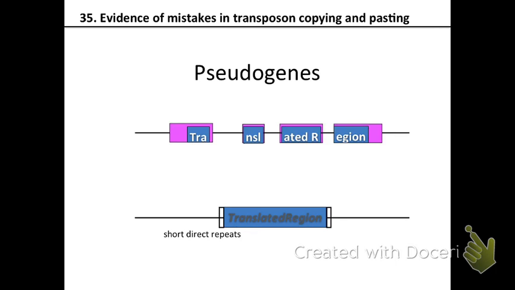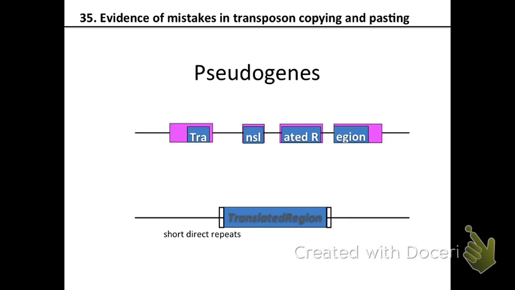Okay? And we know there are 2 kinds of transposition events. One is cut and paste. The other one is copy and paste. Which one do you think this transposition used? Cut and paste or copy and paste? Cut and paste? Why do you think that? Because the repeats are just separated, they were like replicated. It has these short direct repeats. So that would be copy.